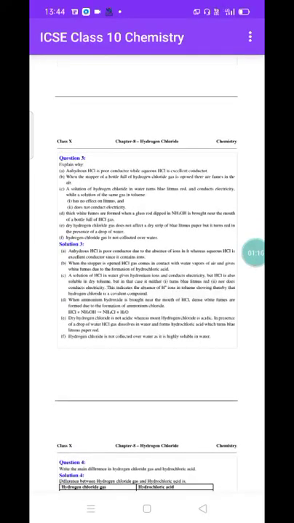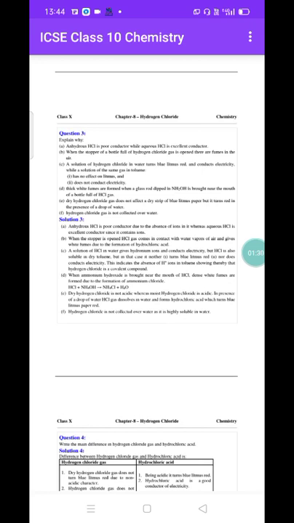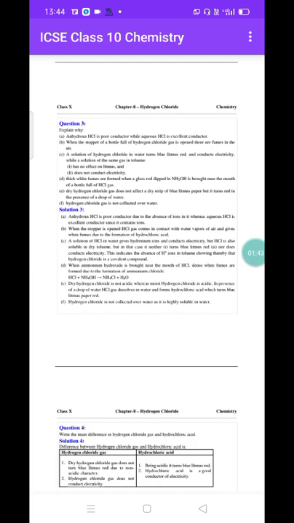Next, there are explanation questions. Explain why. I will explain one, and you will do the rest. The first one says anhydrous HCl is a poor conductor, while aqueous HCl is an excellent conductor. This is because anhydrous HCl has an absence of ions, meaning H plus and Cl minus ions are not there. But when it is aqueous, meaning it is mixed with water, it forms ions due to the slight negative and positive charge present. So this enhances the conduction of electricity through it.